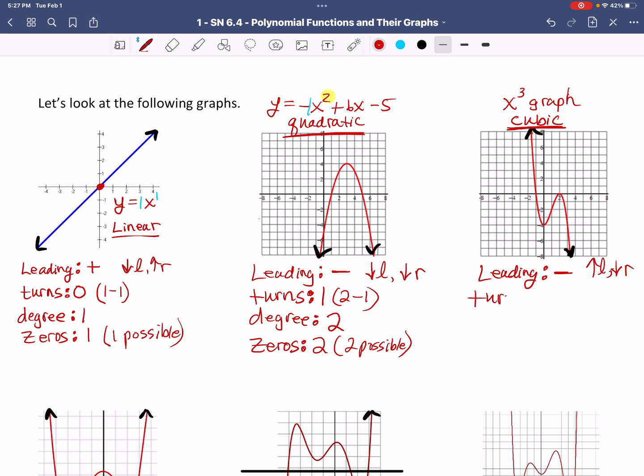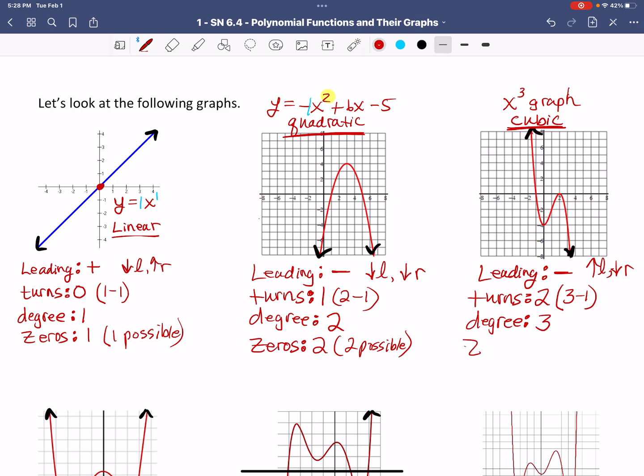How many turns does it have? It has 2. And I know that mathematically because I take the degree and subtract 1. Okay, what is the degree? Unless I told you, you have to get it off of the picture. So we're going to think backwards. I've got 2 turns, and the number of turns is the degree minus 1. So if I add 1 to the turns, I get 3 as the degree.